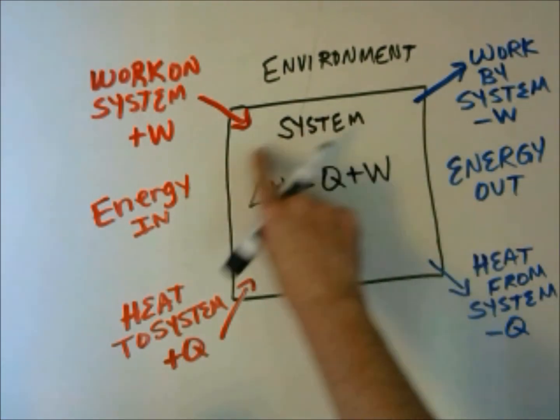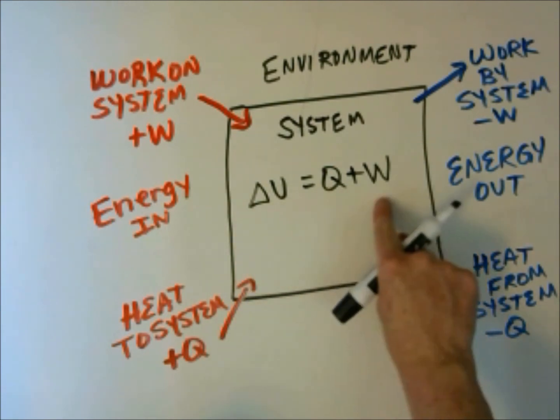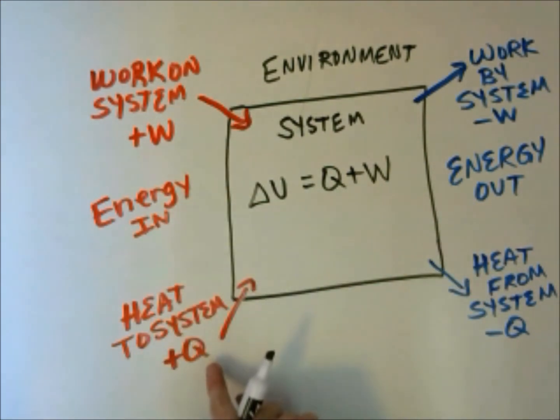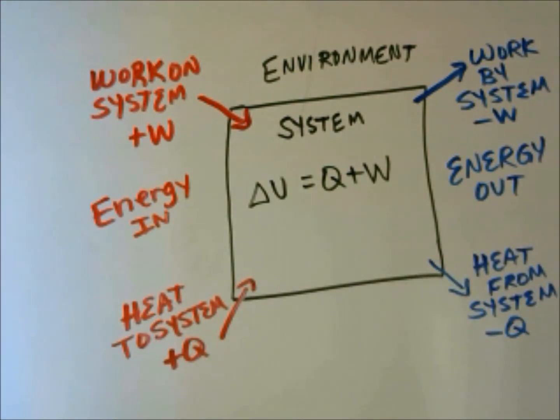And any change in energy can be calculated using delta U equals Q plus W. And you use positive signs for energy coming in and negative signs for energy coming out.